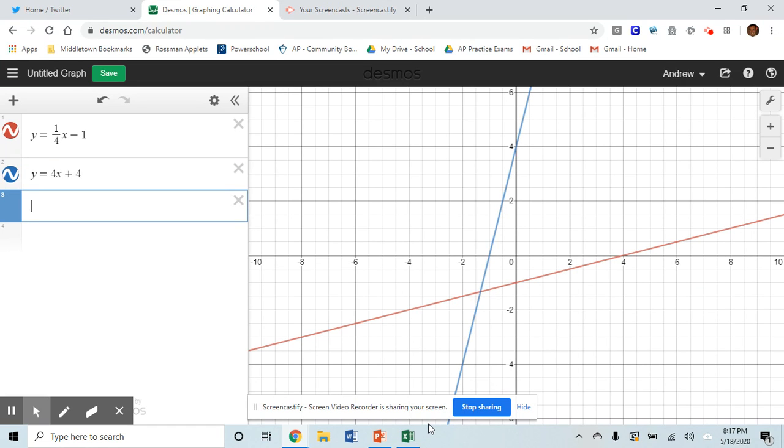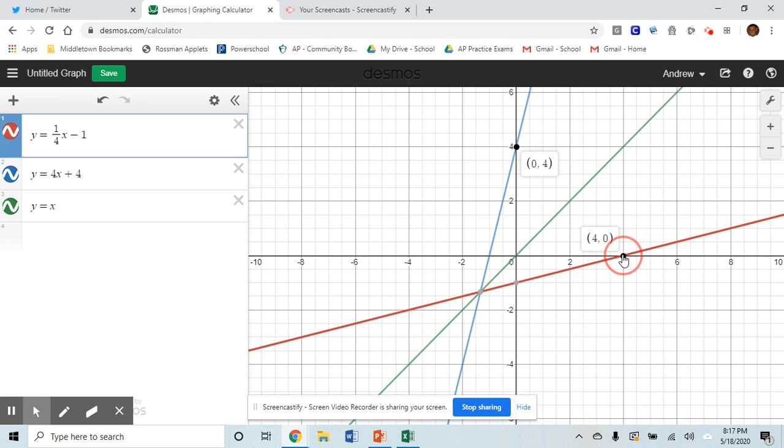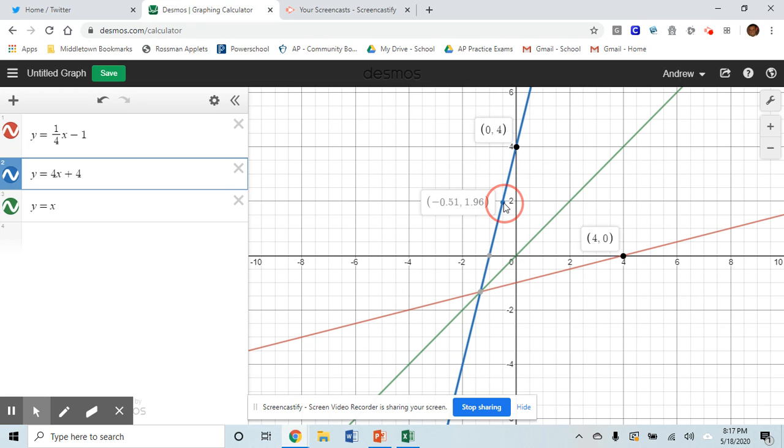Okay, now I want to show you that the line y equals x is a reflection. Okay, if we reflect this blue line to this line, you'll notice that it's a reflection over the line y equals x, which is what all inverses are. And if we look here, let's look at some points. 0, 4, so I should have the point 4, 0, which I do. I have a point here at, well, I don't want that exact point.